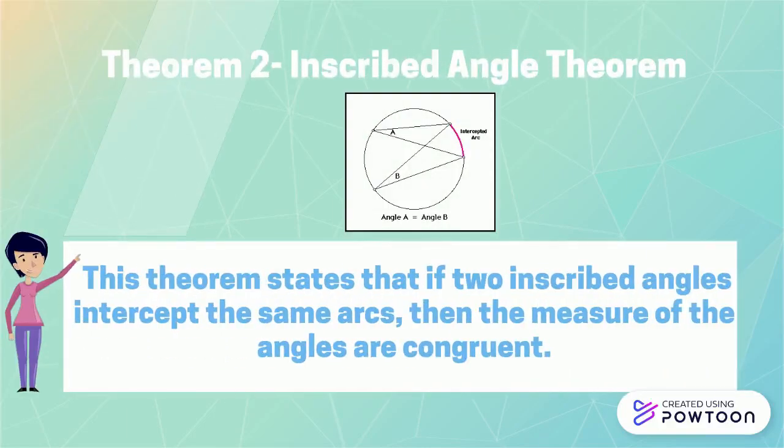Next, we have the inscribed angle theorem. This theorem states that if two inscribed angles intercept the same arc, then the measures of the angles are congruent. So in the figure above, angles A and B are congruent because they intercept the highlighted arc.